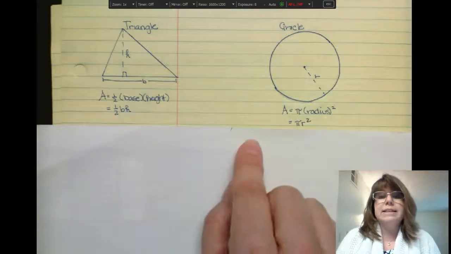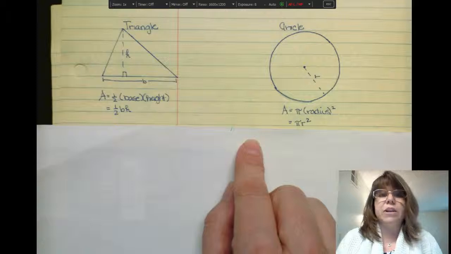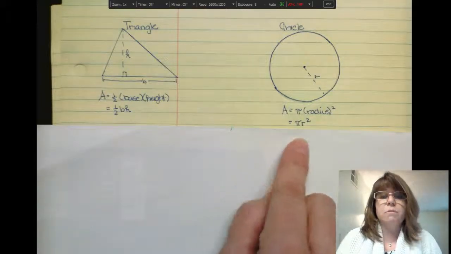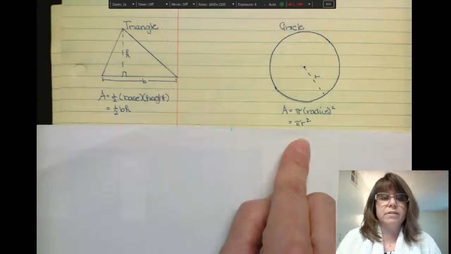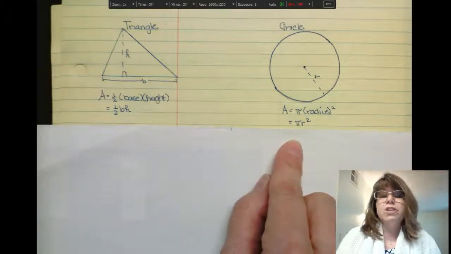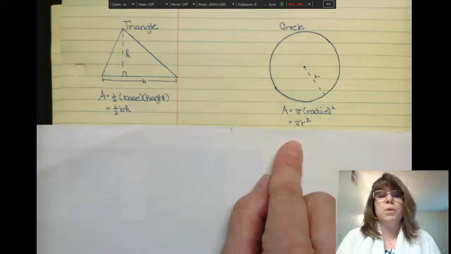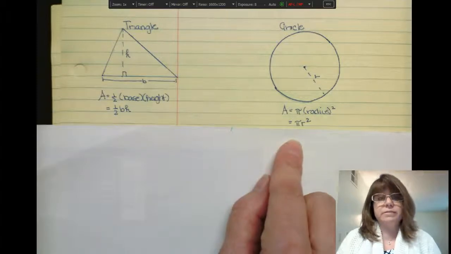A new one is how to calculate the area of a circle. The formula is the area of a circle equals pi r squared. Now, I'm not going to show you exactly how this formula is created or how you come up with this formula. We're just going to use it.